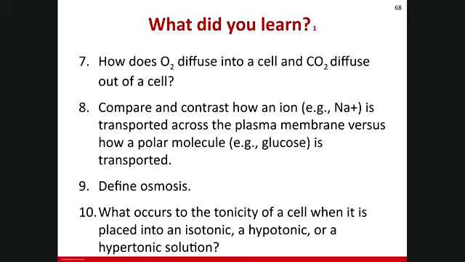How does oxygen diffuse into a cell and carbon dioxide diffuse out of the cell? You can compare and contrast how an ion like the sodium ion is transported across the plasma membrane versus how a polar molecule can move. And you can talk about osmosis. You can now answer the questions of tonicity. When we put a cell in an isotonic, hypotonic, or hypertonic solution, what happens to our cells?